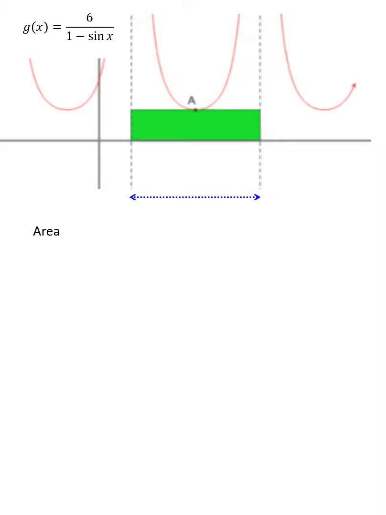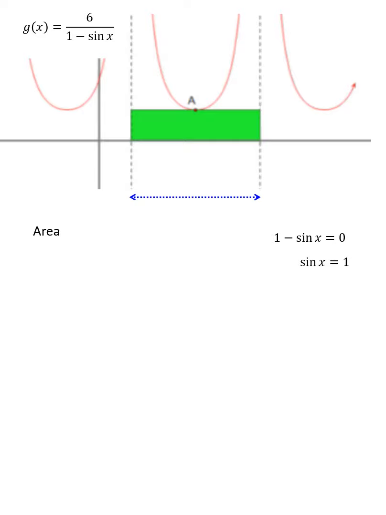To determine the width, I'm going to need to know where the two vertical asymptotes are for this graph. But a vertical asymptote occurs in this graph whenever the denominator of the original function g of x is 0. So to find out where the vertical asymptotes are, I should set my denominator equal to 0 and solve for x.